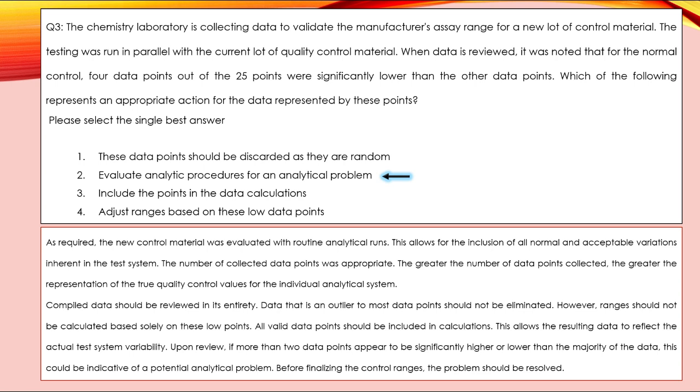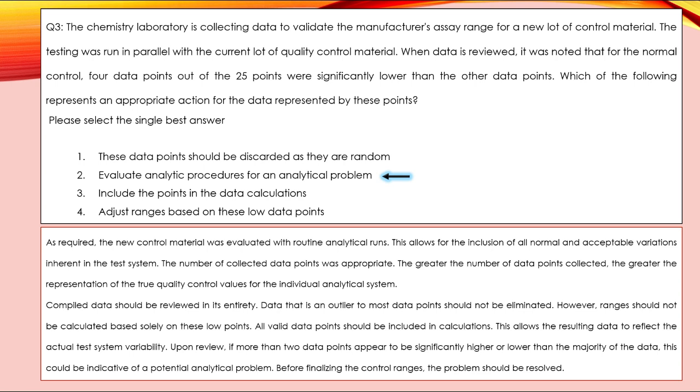Data that is an outlier to most data points should not be eliminated. However, ranges should not be calculated based solely on these low points. All valid data points should be included in calculations. This allows the resulting data to reflect the actual test system variability.